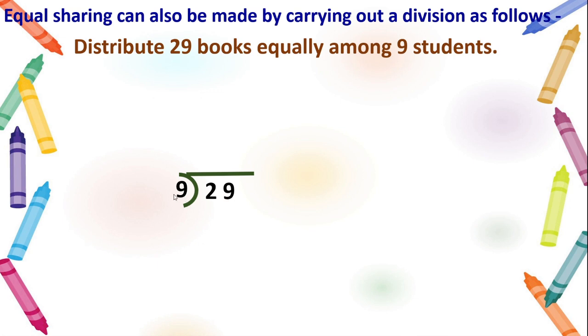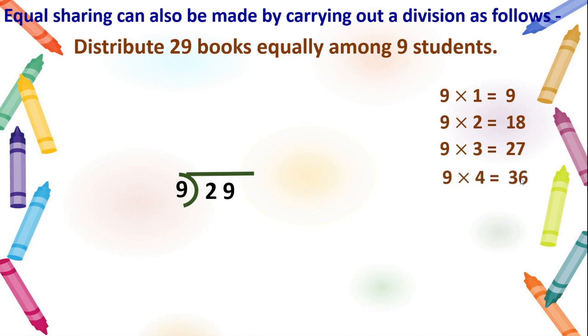So we are going to recite the 9 times table, up to what? Up to we get 29 or a nearby number. Okay, 9 ones are 9, 9 twos are 18, 9 threes are 27. This is a nearby number. Then we will go 9 fours are 36. Yes, 27, after that 36.